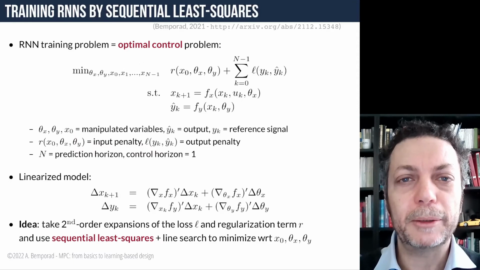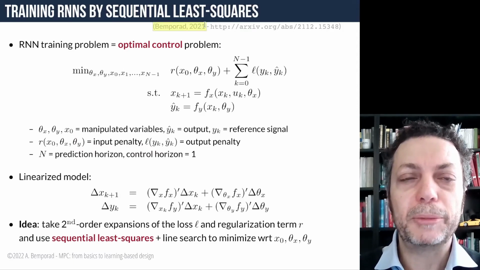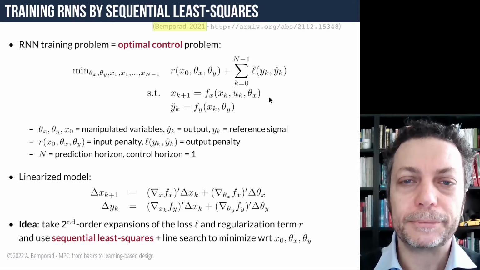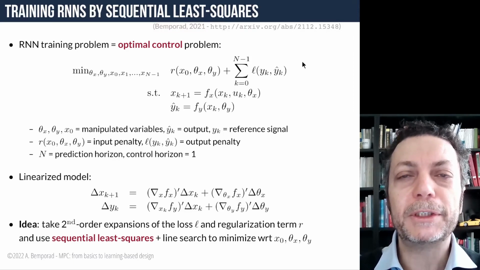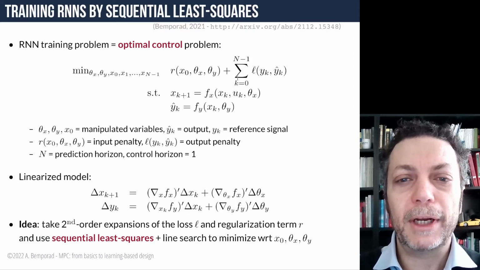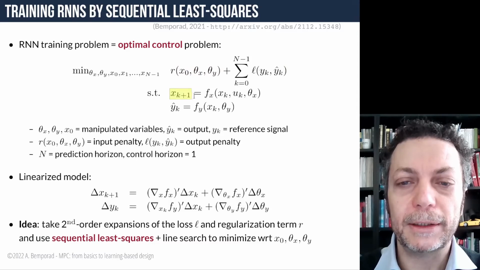Now let me show another approach that I have introduced in another paper recently, which is an approach to train recurrent neural networks for modeling the dynamics of nonlinear systems using sequential least squares. So let's look again at the training problem that we have formulated before, with the loss and the regularization and the state and output equations.